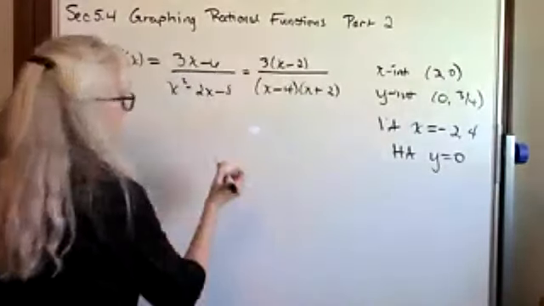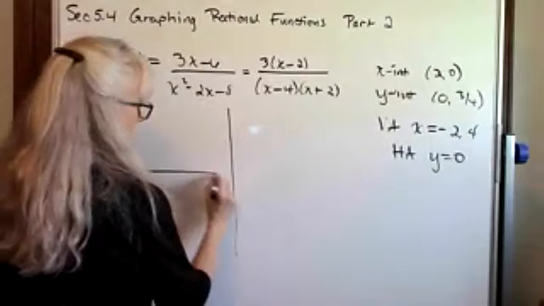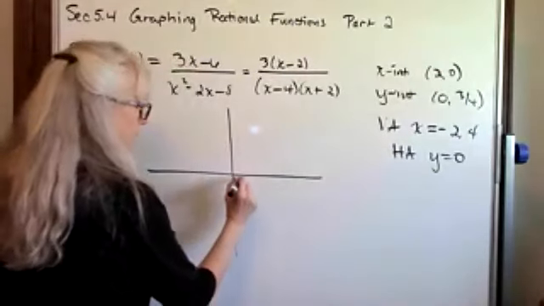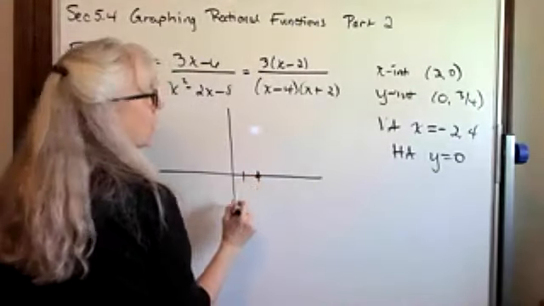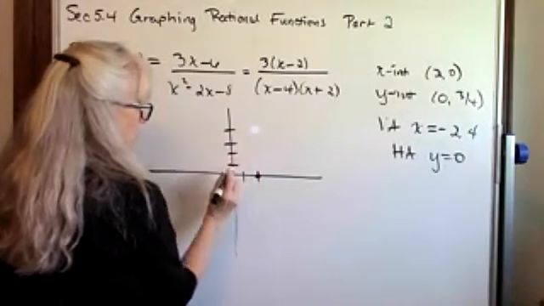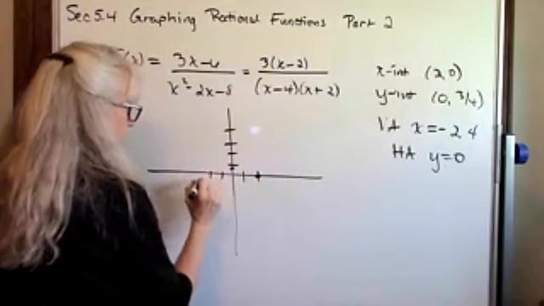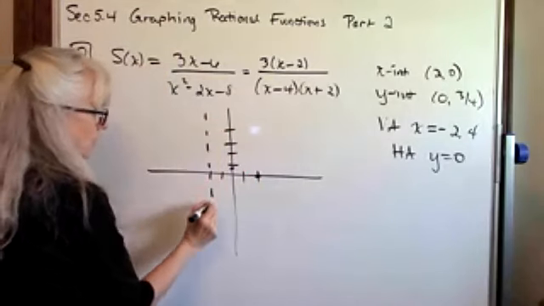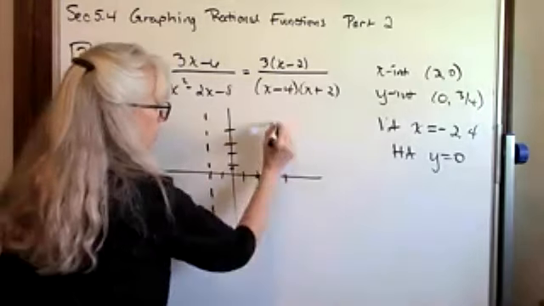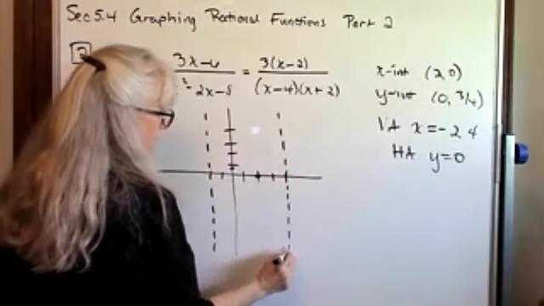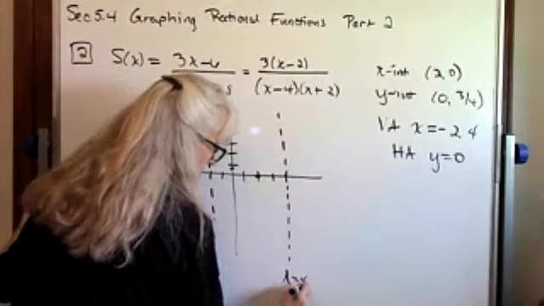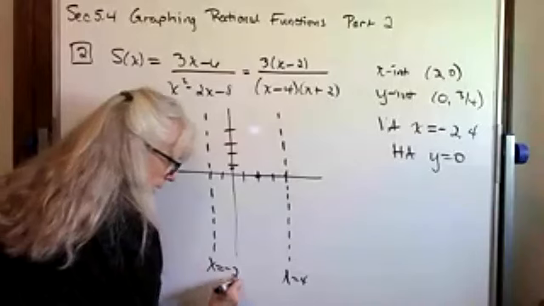So then we can come in and bracket. So an x-intercept at 2, a y-intercept at 3/4, so not quite 1. We have a vertical dotted line over here at -2, and another one over here. x equals 4, and x equals -2.